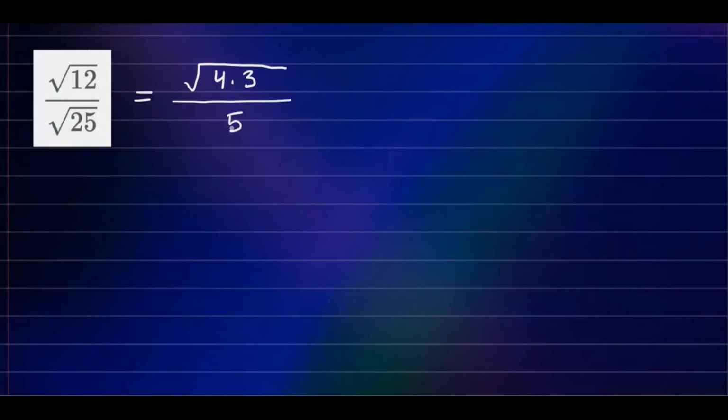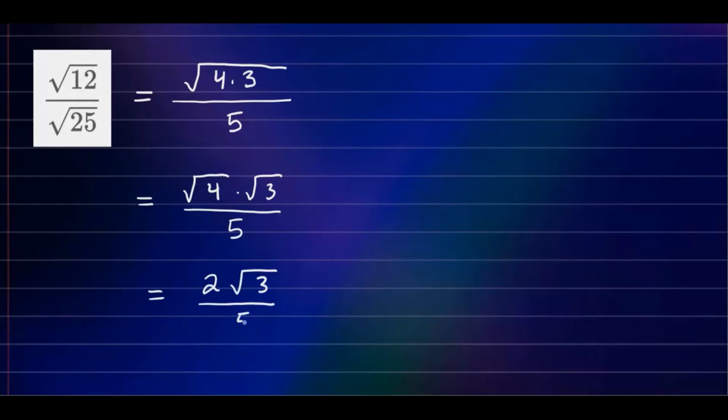Again, using the properties of radicals, we know the top can be split into the square root of 4 times the square root of 3, all over 5. Then the square root of 4 will come out as a 2. So we have 2 square root of 3 over 5. That's completely simplified, so that will be our final answer for this problem. Now let's take a look at the next one.